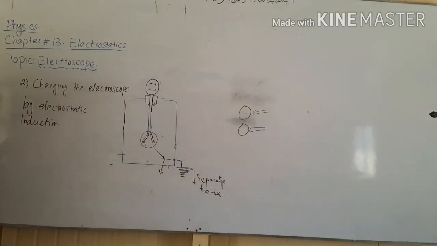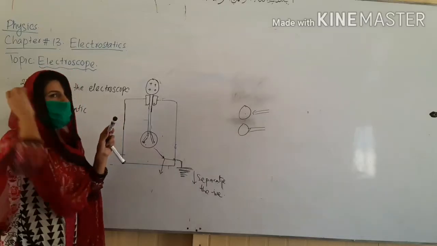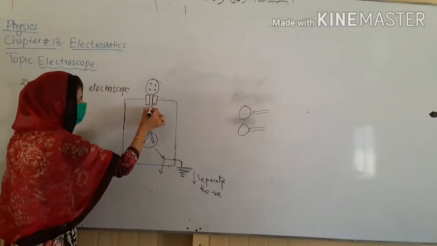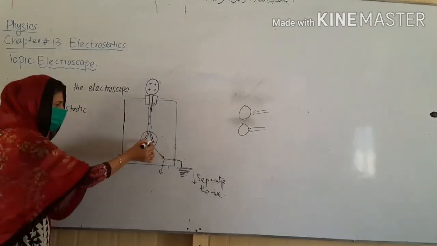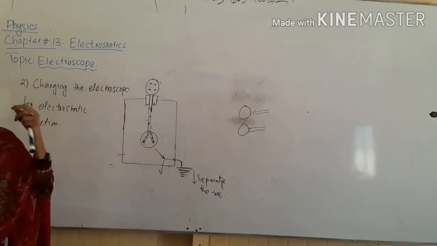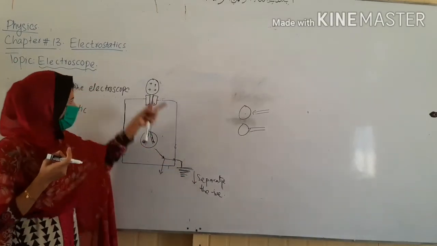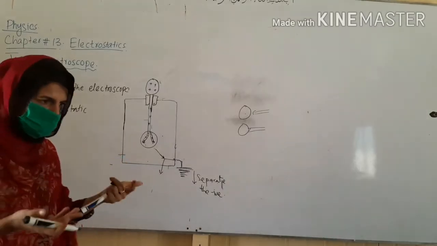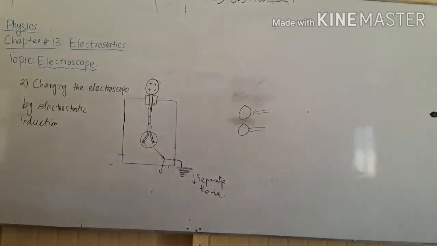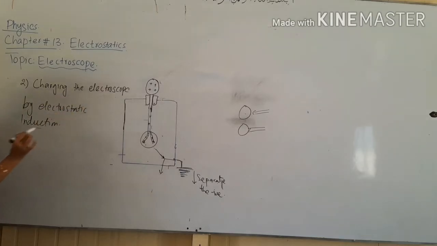मैंने इसको away move किया. Now these positive charges will rearrange themselves. Positive charges will be spread on all of this rod and leaves and everywhere. But there will be no negative charge. Negative charges will be removed by use of the ground system. Then the whole electroscope will have a positive charge overall in the system. Is it clear? That's how we are charging the electroscope by using electrostatic induction.